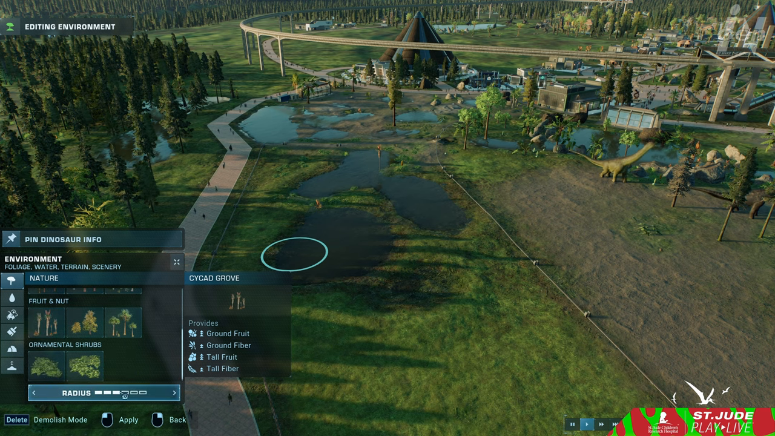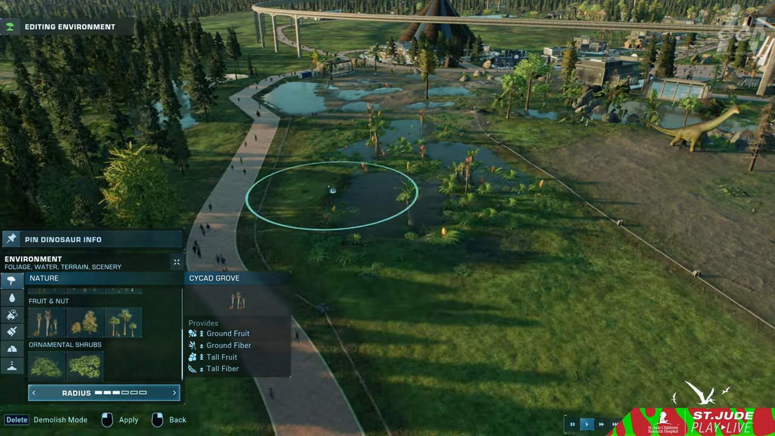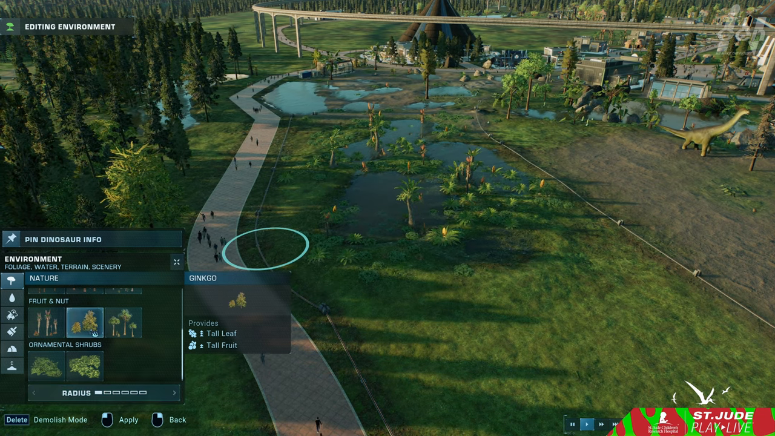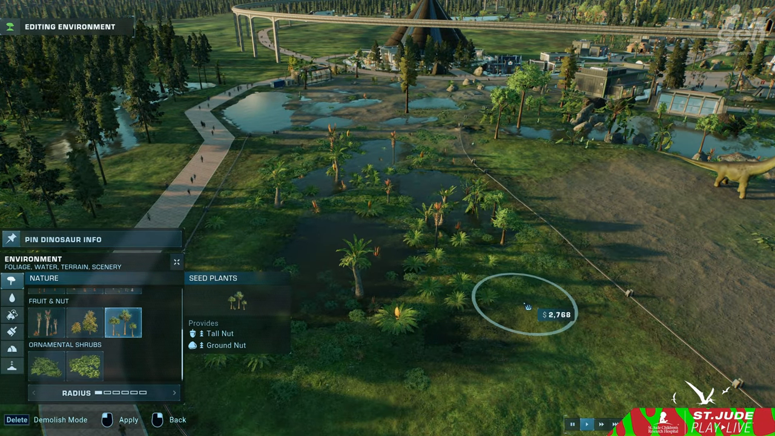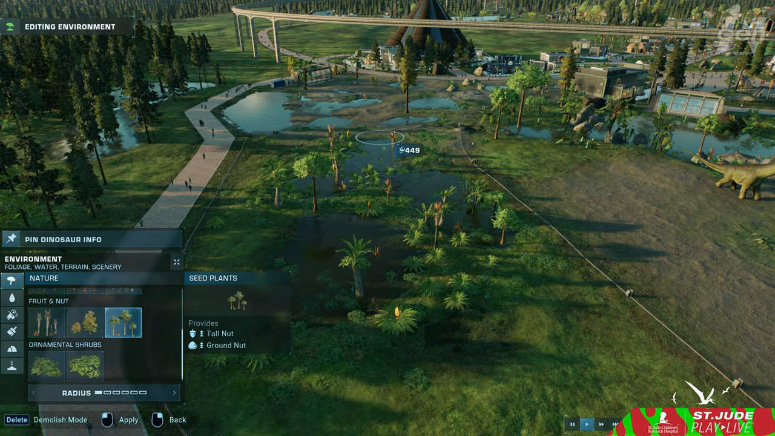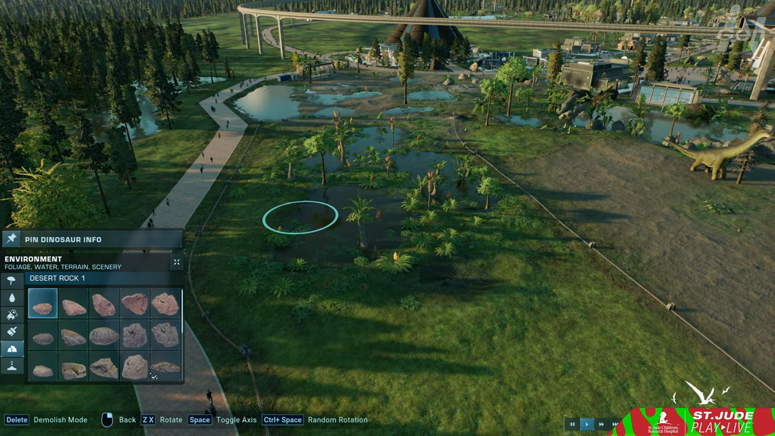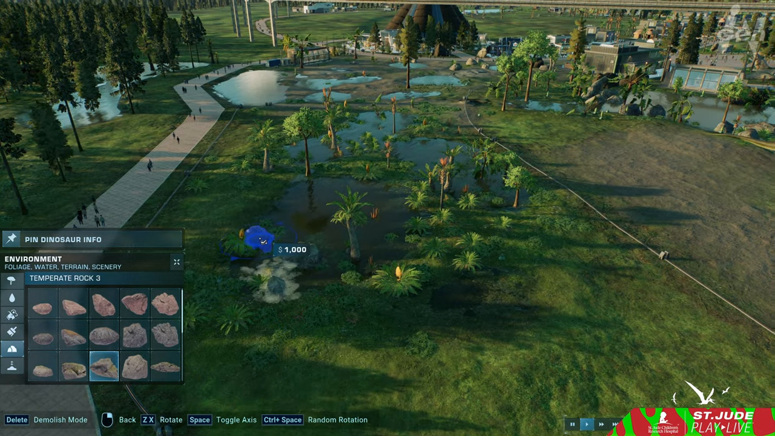Let's actually open it up just a bit. Swampy environment, so we're going to do that and do a combination of angiosperms, which were not that abundant, but there were some at this time, so we'll just add a sliver of them here and there. And just to finish it off, let's add some rocks. Very swampy environment, so you'd find some rocks.